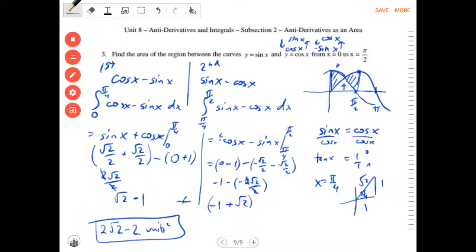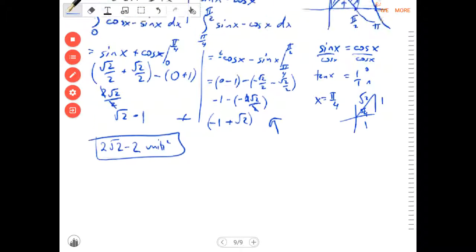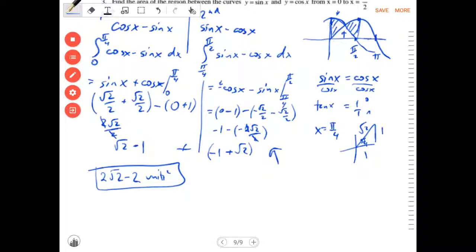So basically this whole part was unnecessary because we knew they were symmetrical from the start, but I still wanted to prove it to you guys. So again, we take the two regions, we add them together, and we get 2 root 2 minus 2 units squared. So again, when the top function and the bottom function overlap, you have to figure out those regions again and take the two regions separately, add them together, and go from there.